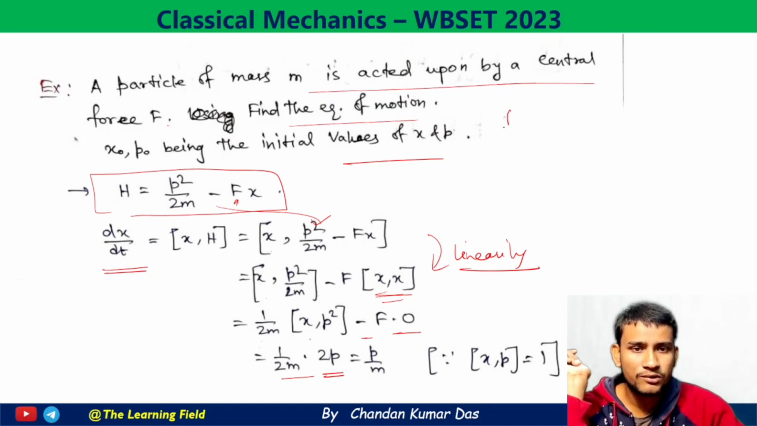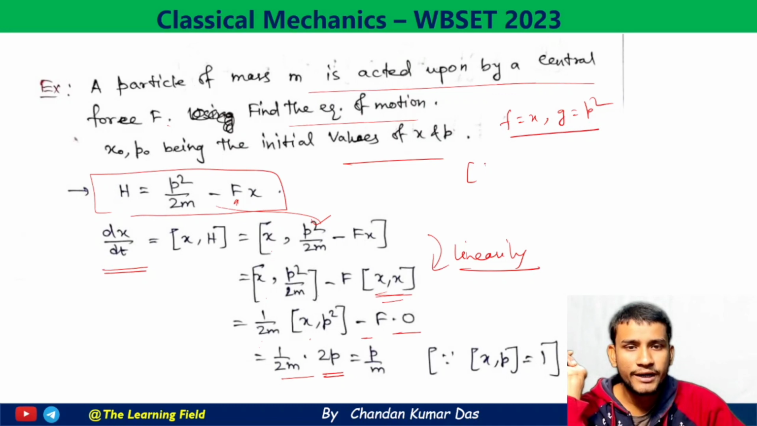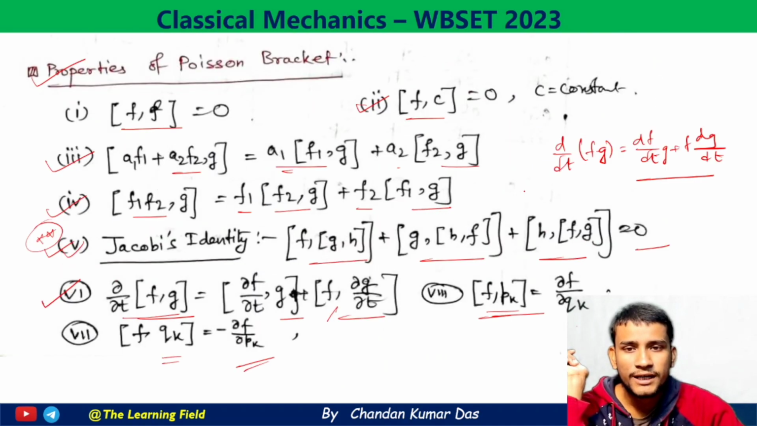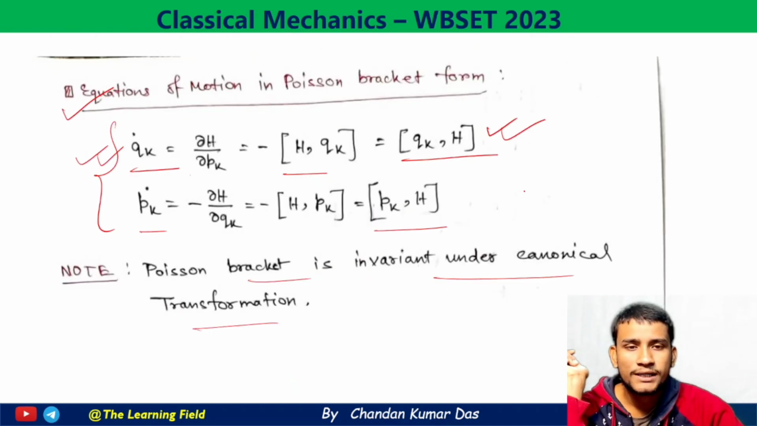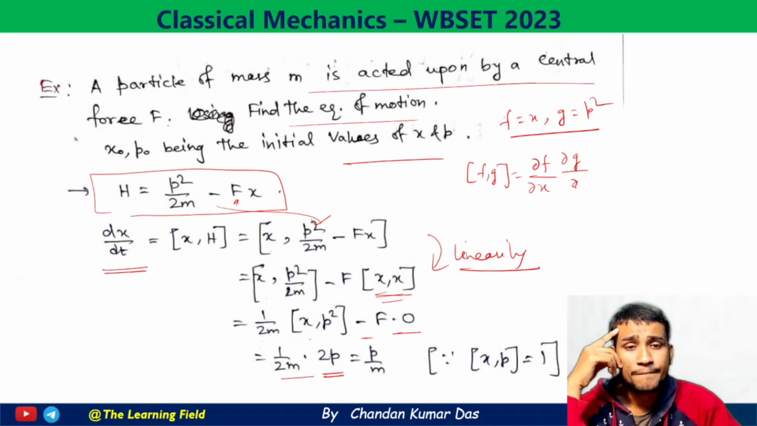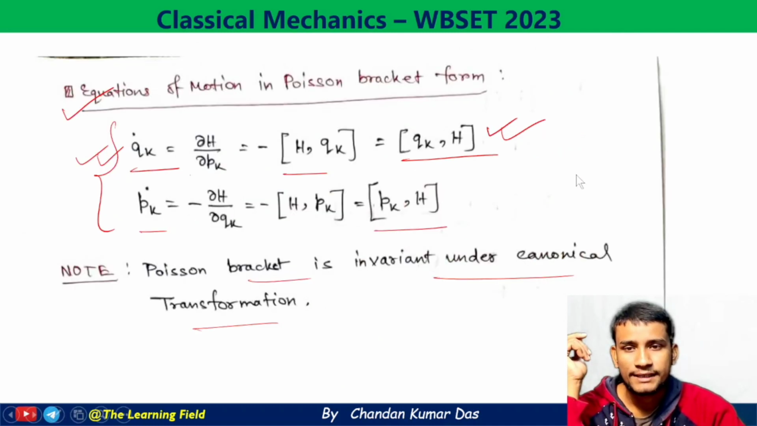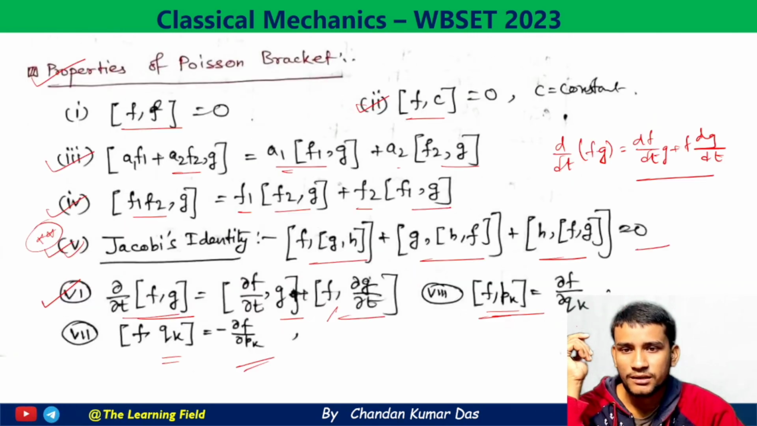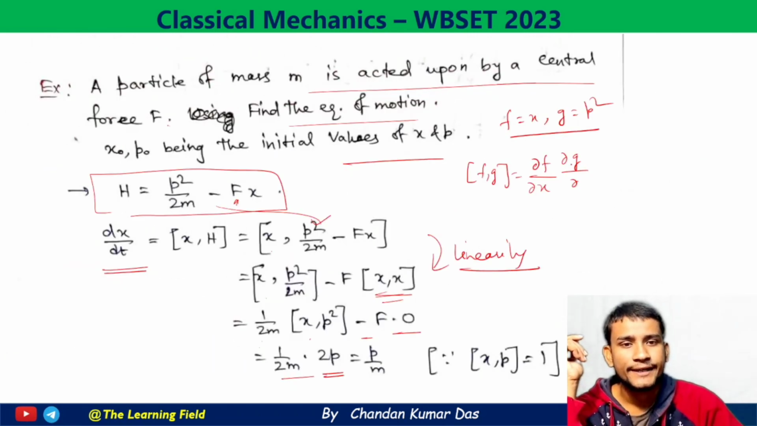So suppose f equal to x here and g equal to p square here. Okay, if we calculate the Poisson bracket [f, g], then Poisson bracket [f, g] equal to what? Del f del qi, here only one coordinate, therefore del f del qi means del f del x, del g del p, x position and p momentum coordinate, plus del f del p into del g del x, okay, this is the Poisson bracket.